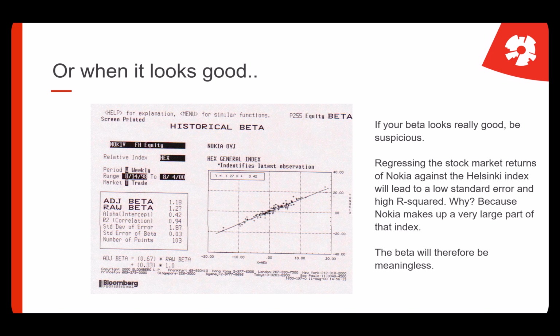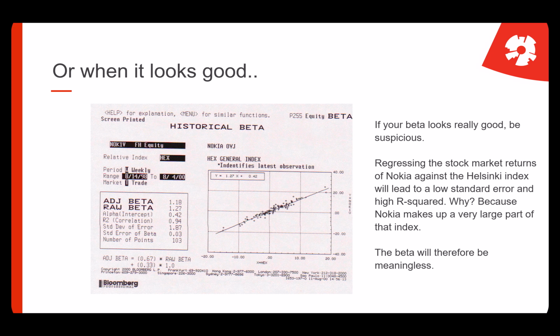Now here is the opposite problem. Sometimes regression betas look too good to be true. Take Nokia, regressed against the Helsinki Stock Index. The results look excellent here, with an R square of 0.94 and a very tight standard error on beta.